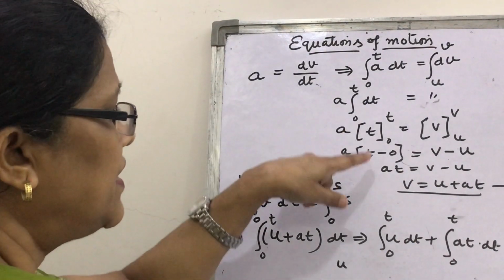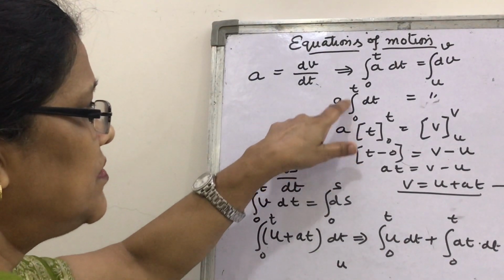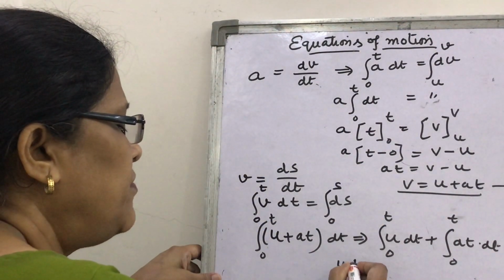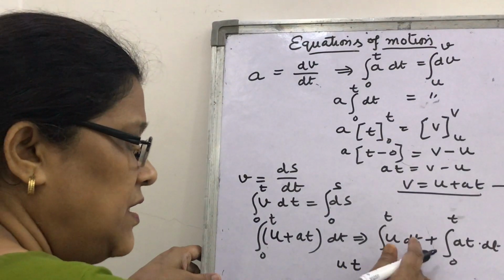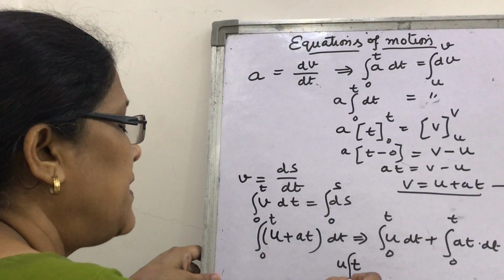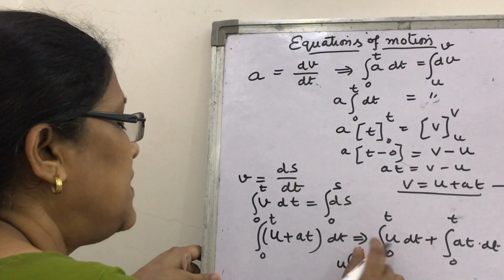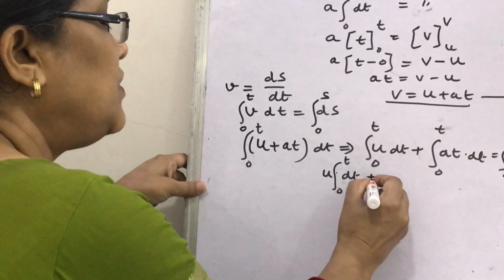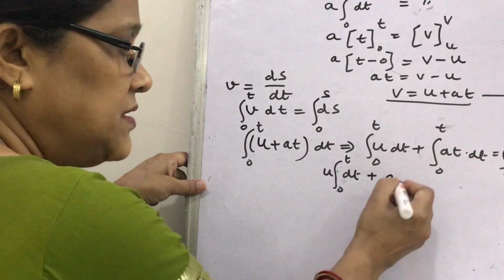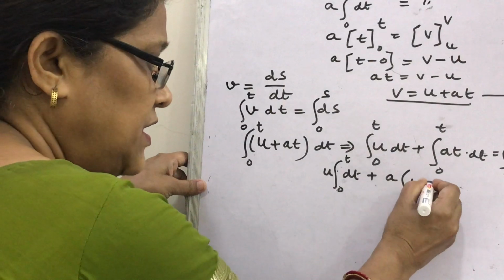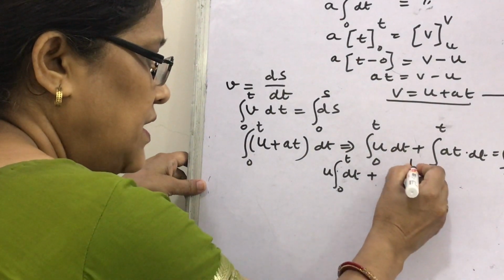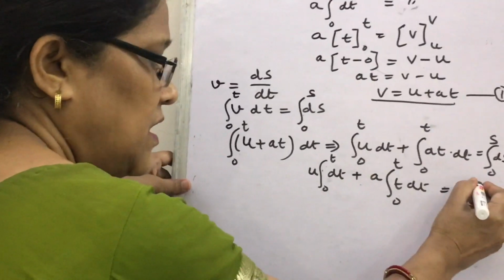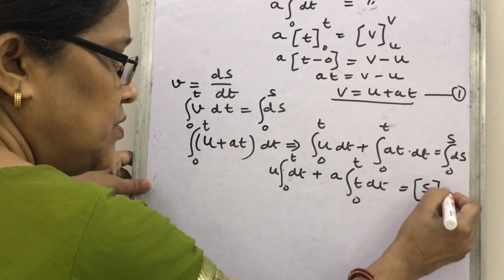What have you written here? This 0 to t dt, what is that? t. So in the same way you can write here, this is t. I am writing here again that this is 0 to t and this is dt, and this total value is t. u is outside the bracket, here a is outside the bracket, and within this t dt, and this is 0 to t, and similarly here this is s and limits 0 to s.